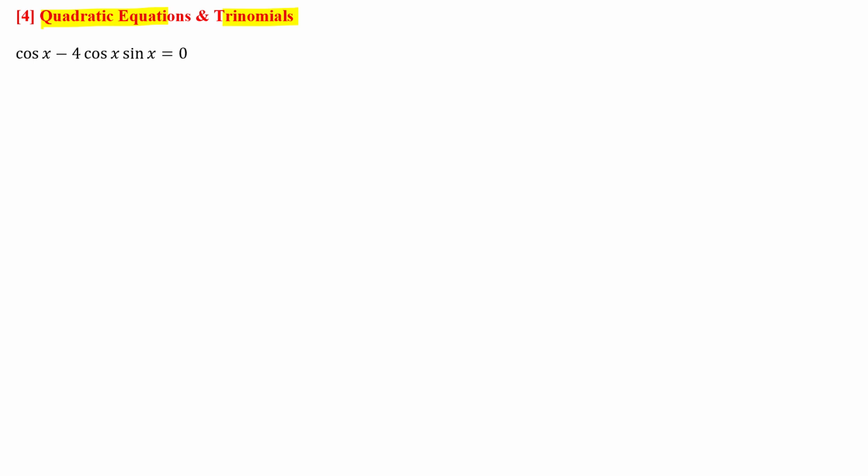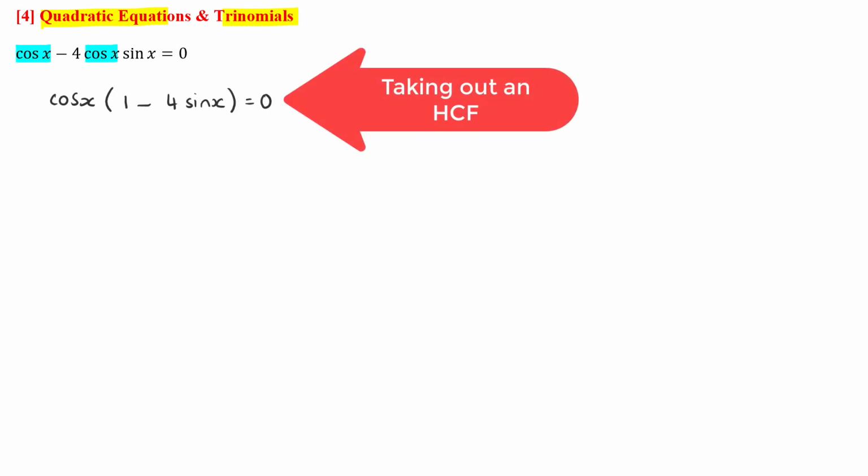And you can see very obviously immediately that this is where we would take out a highest common factor. So the highest common factor here would be a cos x from both terms. So when we take that out, we would get cos x times 1 minus 4 sine x equals 0. And whenever we are dealing with a question like this, relate it back to when you've done quadratic equations in the past.